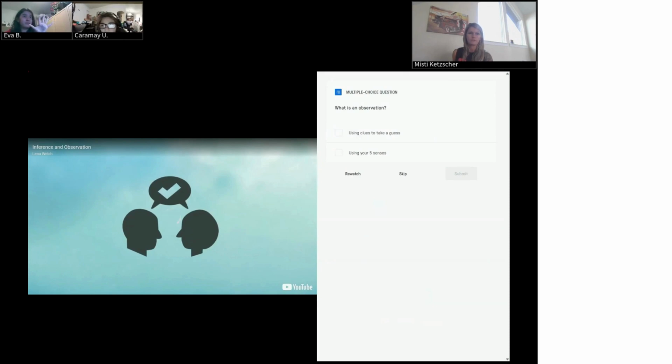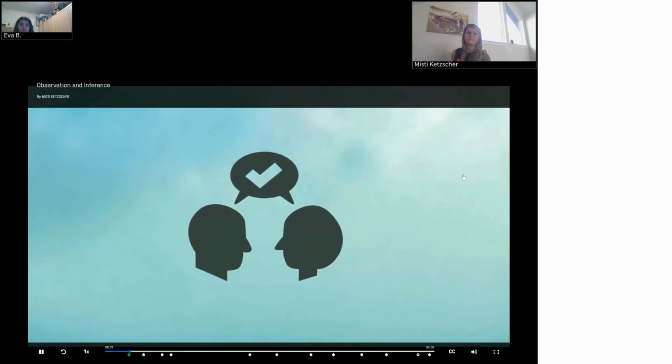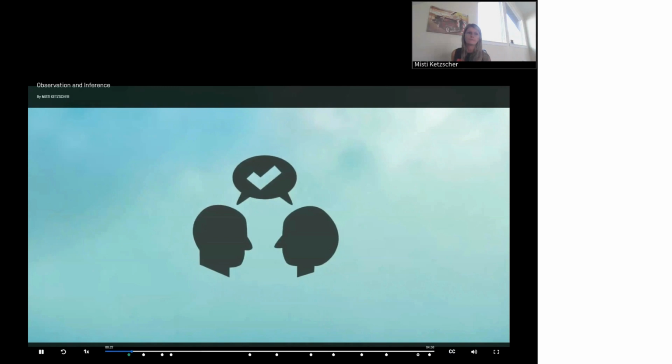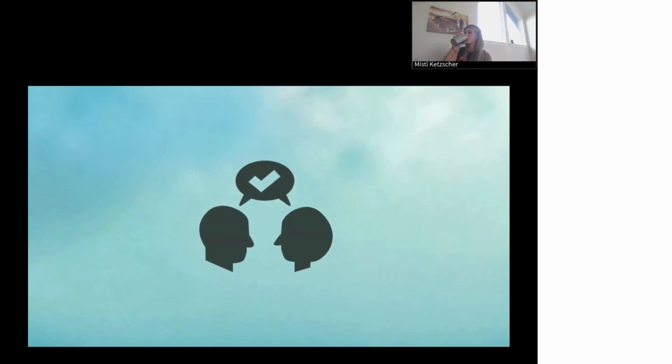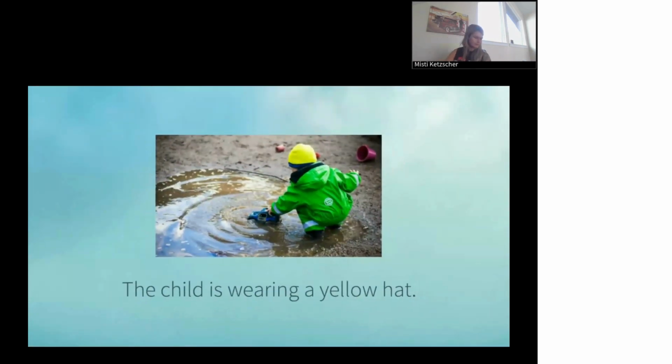Okay, Eva? It's using your 5 senses. Very good, yes. So using your 5 senses, that is an observation. Okay. Since observations are something that we can sense, two people would always agree on what they observe. For instance, we know that this child is wearing a yellow hat.